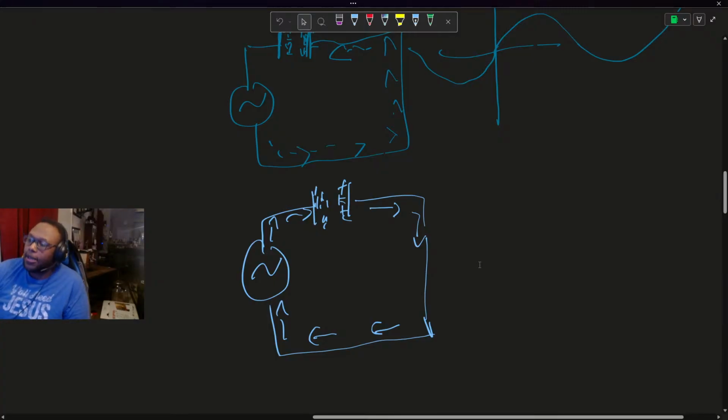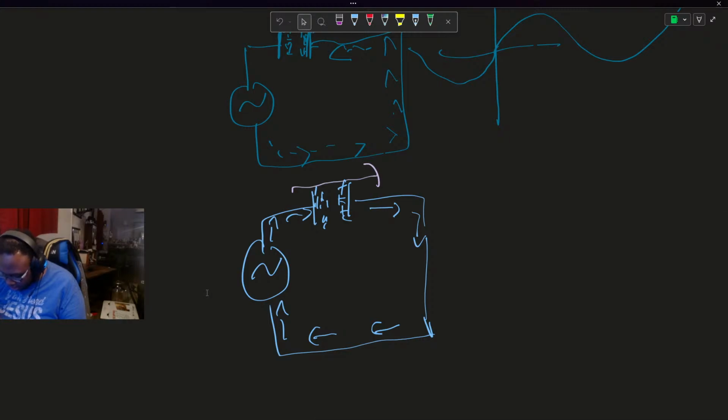And essentially what's happening is you're pulling the current back and forth, back and forth, back and forth to create a constant current flow across this capacitor. You're forcing a current to flow across the capacitor by basically causing it to run back and forth.